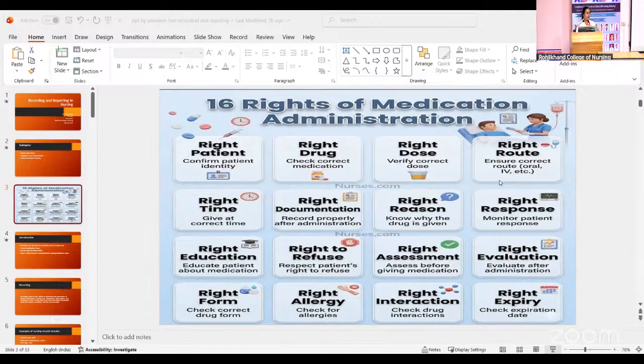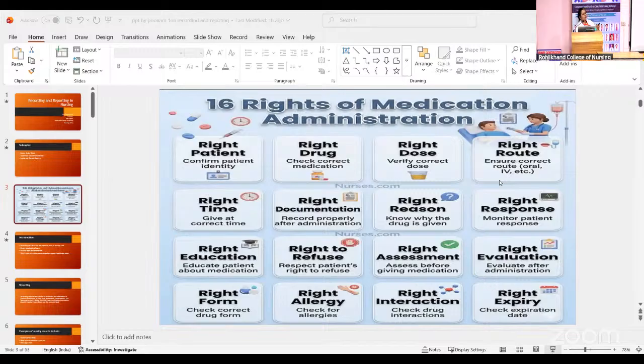Right to refuse. The patient can refuse the drug. Now it is not like before, that you go and give the injection. Now the patient has the right to refuse the drug. So you have to find an alternative then. That is our documentation.